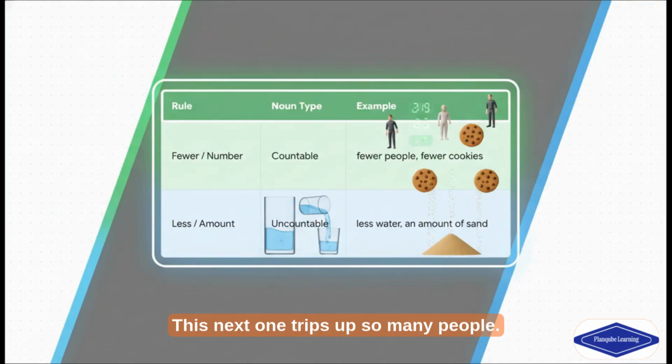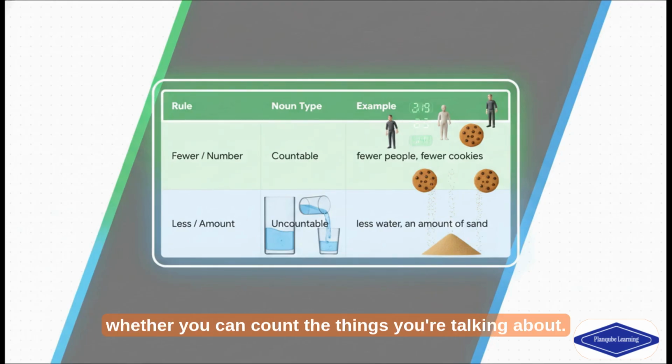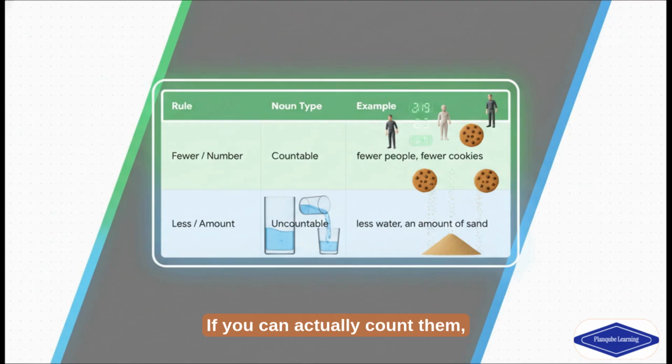This next one trips up so many people. What's the difference between fewer and less? Well, the whole rule just comes down to whether you can count the things you're talking about. If you can actually count them, like people or cookies, you use fewer. But if it's something you can't really count, like water or sand, you use less.